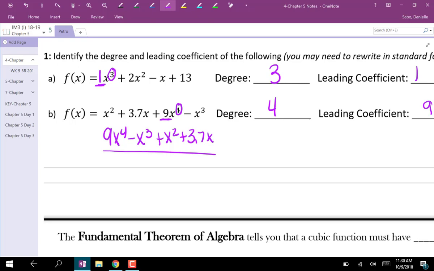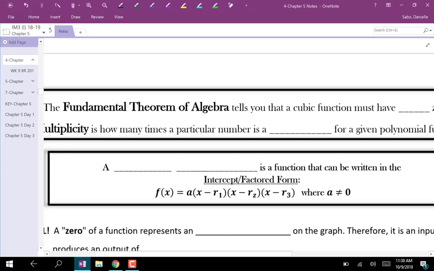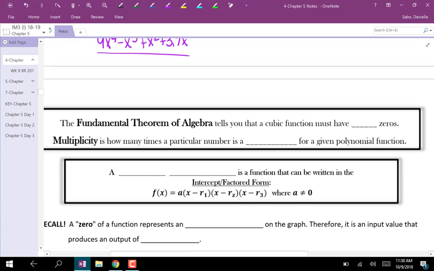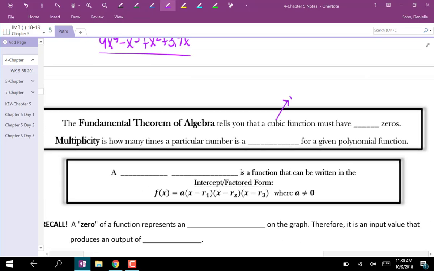So, there's this thing. It's called the fundamental theorem of algebra, and it tells you that a cubic function, which remember, cubic function is just x cubed, must have 3 zeros. Okay, so if I have a quartic function, which is x to the 4th, that means I should have 4 zeros. Zeros are just the x-intercepts. And then there's something called multiplicity. It's how many times a particular number is a 0 for a given polynomial function.